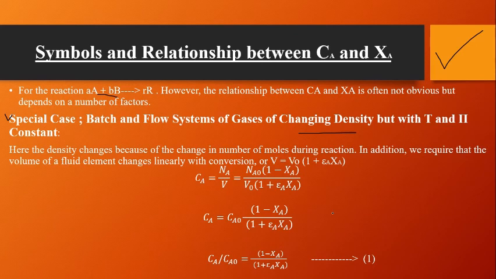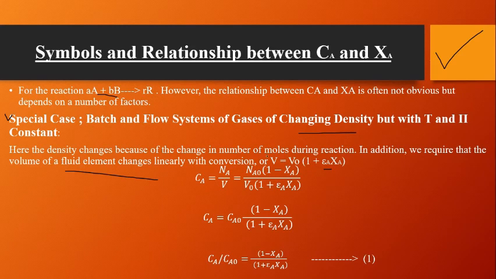while temperature and pi value remain constant. Okay, first during these derivations, we talk about the relationship between the concentration of component A and the mole fraction. We derive these two equations separately. First we talk about the volume of the fluid element, which changes linearly with concentration: V equals V naught times 1 plus epsilon A x a. Here epsilon is the fractional change in volume in the reaction, before and after the reaction, where conversion is included or excluded.